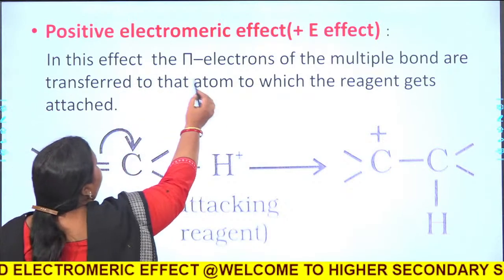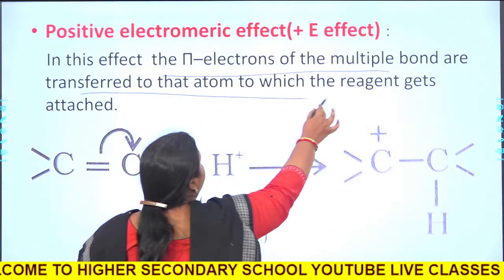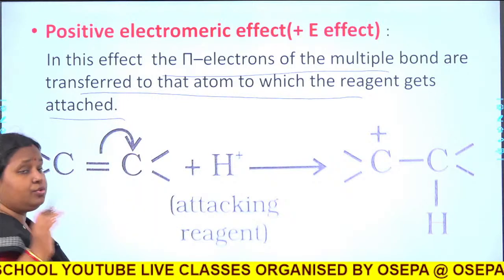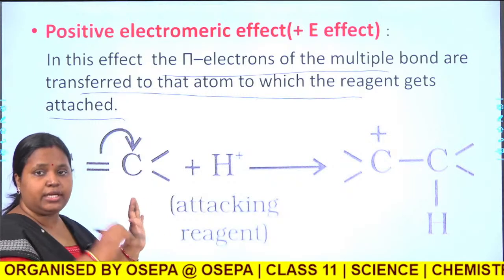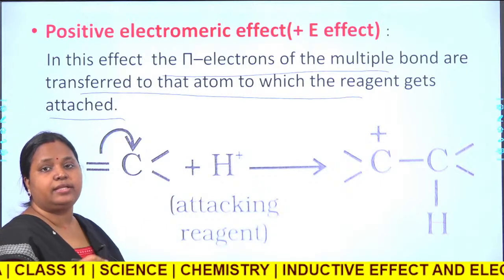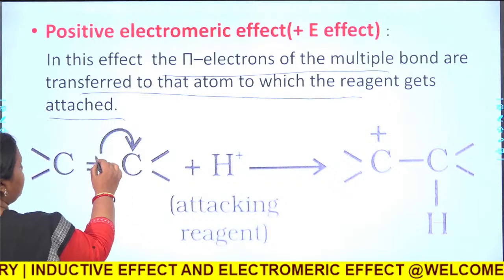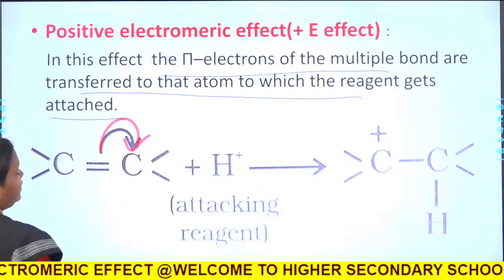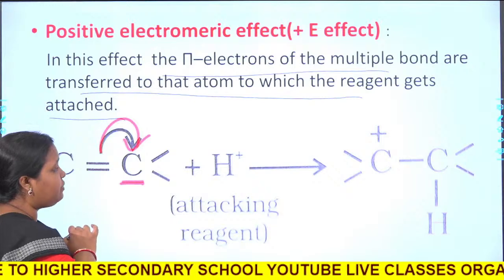Now in this effect the pi electrons of the multiple bond are transferred to that atom to which the reagent gets attached. If the reagent attaches to an atom and the pi electrons move to that same atom, then that is called positive electromeric effect. See, suppose this double bond breaks like this, so now the pi electron is moving to this carbon, over to this carbon.